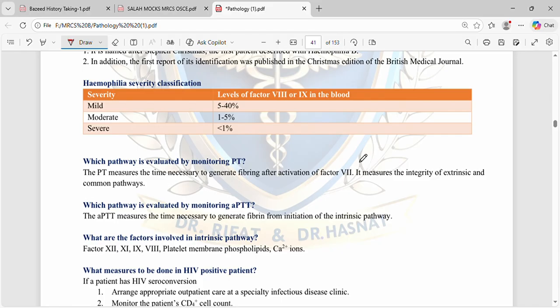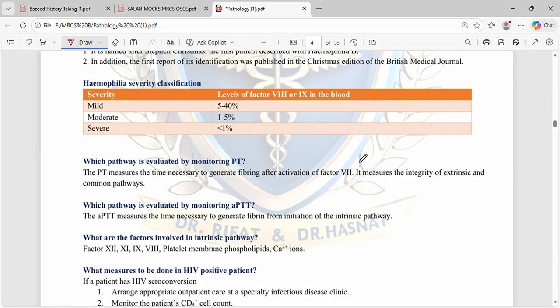The PT measures the time necessary to generate fibrin after activation of factor 7. APTT is the activated partial thromboplastin time. So it is the time necessary to generate fibrin from initiation of the intrinsic pathway.